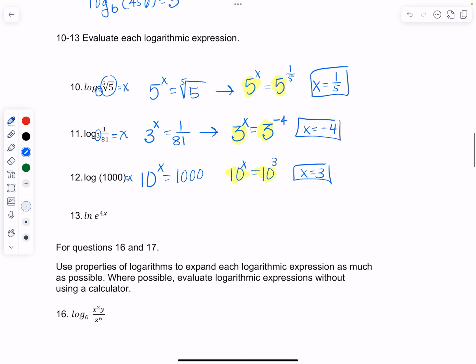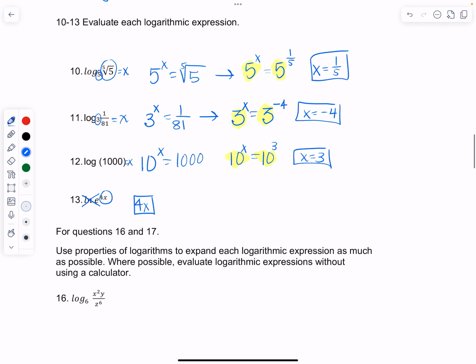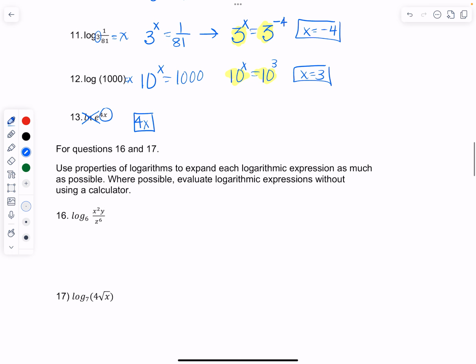Okay, for this next one, when you have ln next to e, they cancel each other out because they're inverse operations. So the answer is just the exponent, which is 4x. Okay, so that was 10 through 13. I guess I skipped 14 and 15 some weird way, but we're going to go with it.